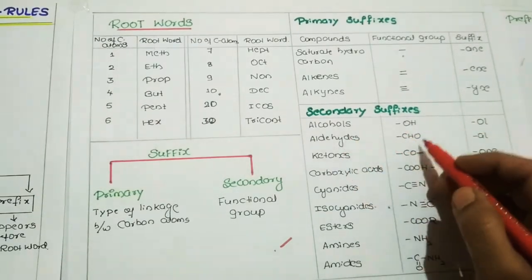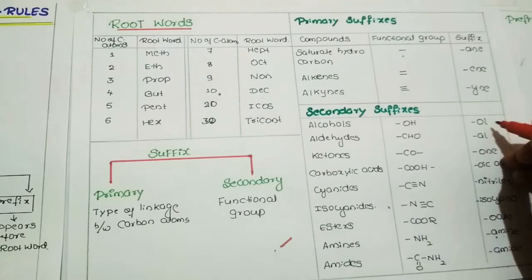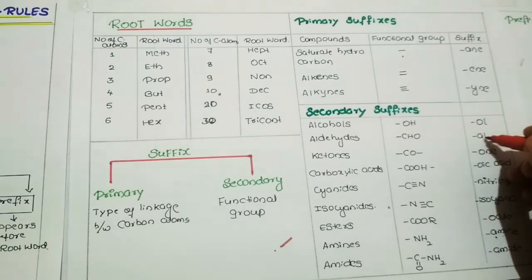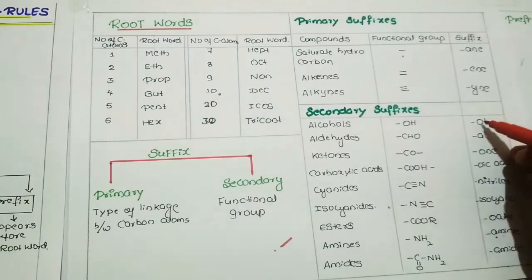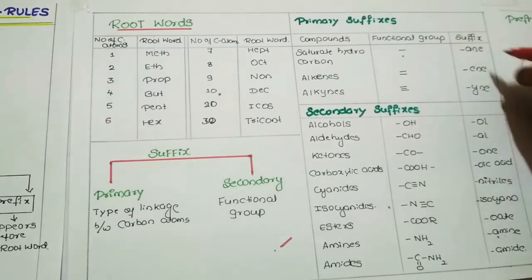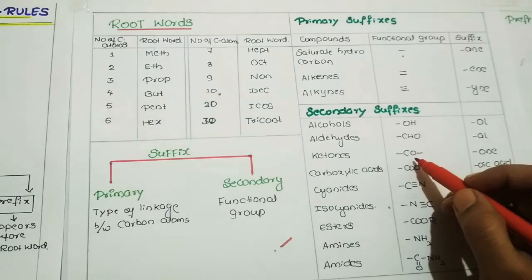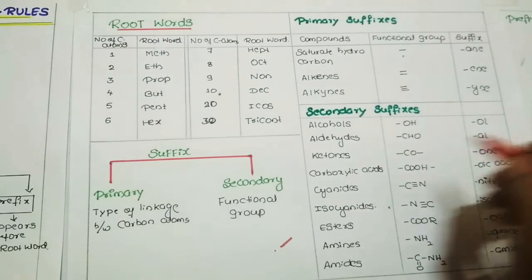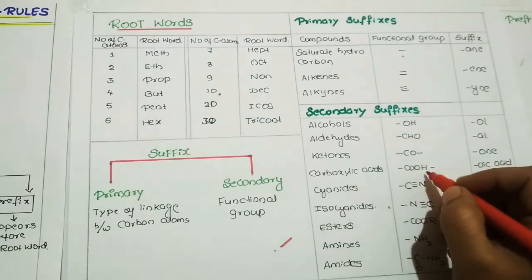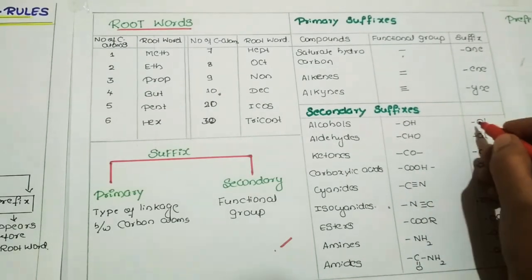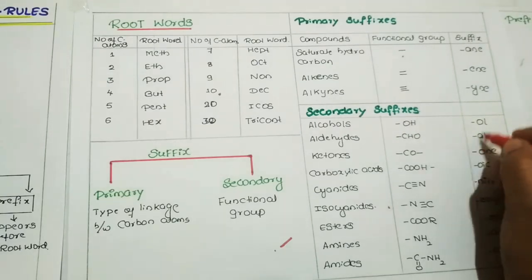Similarly, aldehyde, CHO, "al", AL. Don't get confused between OL and AL. AL means it's an aldehyde, OL means it's an alcohol. So you need to include these names when the functional groups are acting as a suffix. Ketones, CO is the functional group, and it should end with "one". Carboxylic acid, COOH, "oic acid". Why am I writing the line here? Because in front of this there will be a root word, so the root word should bond with this suffix.